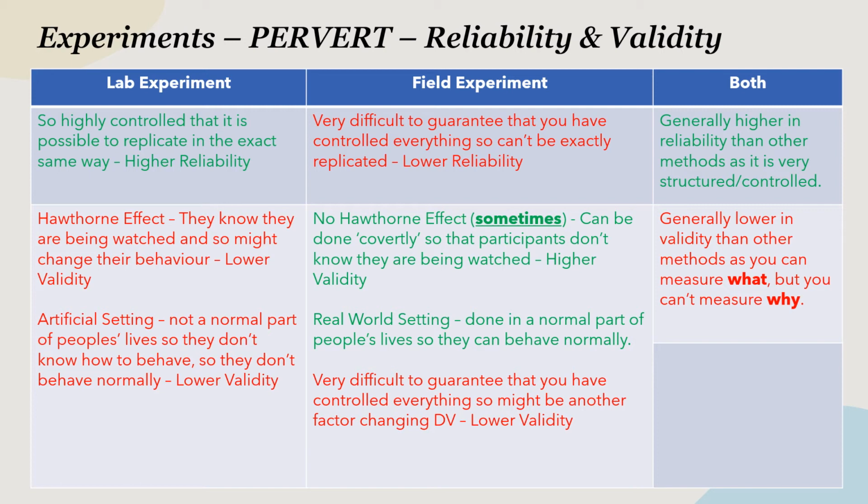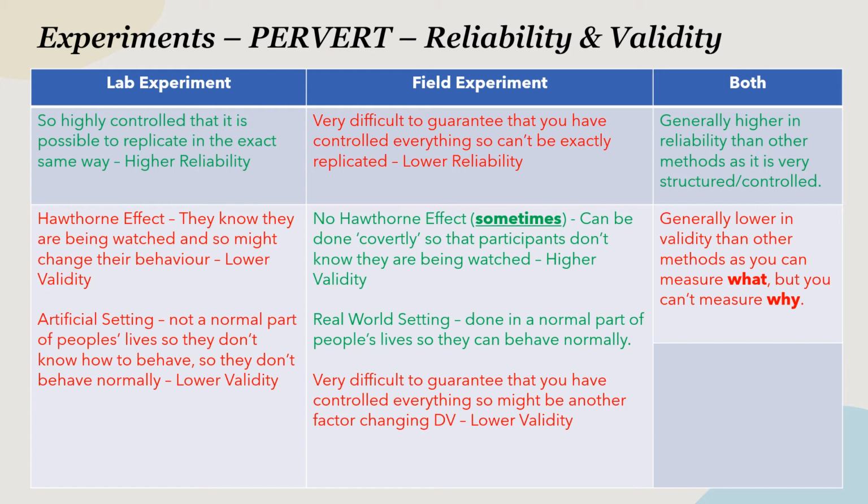Now, if we take the field experiment, what we've got is a strength. Generally, it's more valid than the lab experiment. If it's done covertly, undercover, so the participants don't know that they're being watched, which is possible in a field experiment. You could go into a school and do an experiment on students and they don't know they're being experimented on. Obviously, there's ethical issues with that, but the fact that there's no Hawthorne effect means they're more likely to behave naturally, and that means it's higher in validity.